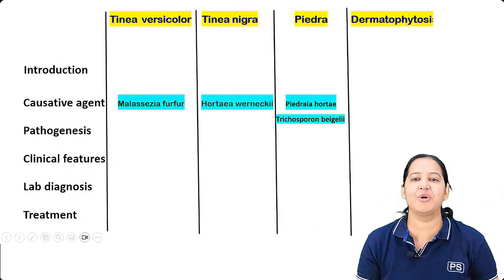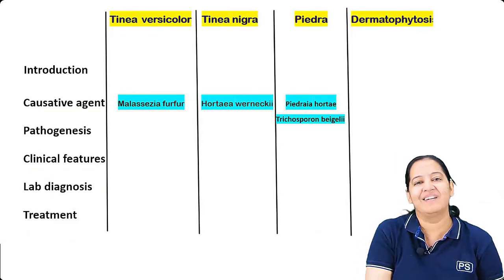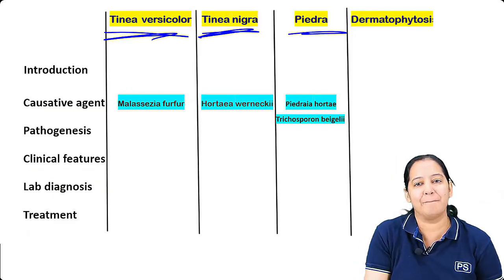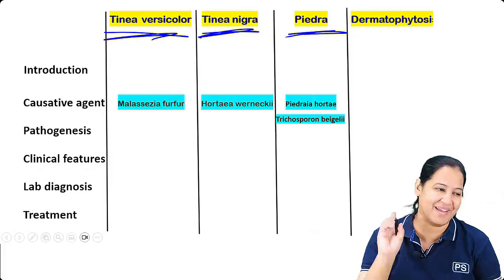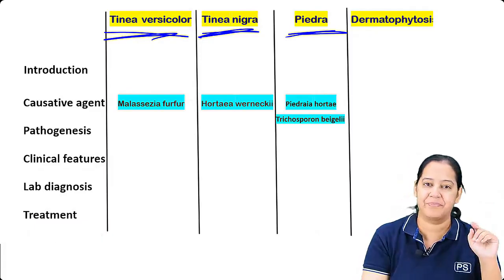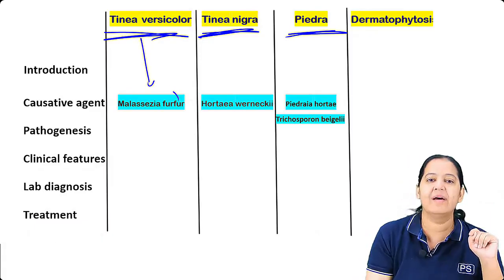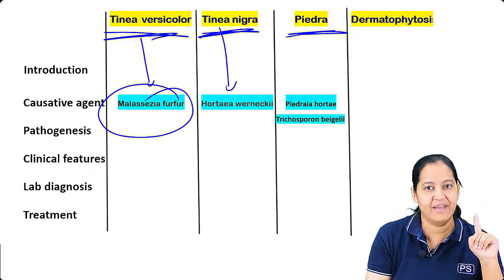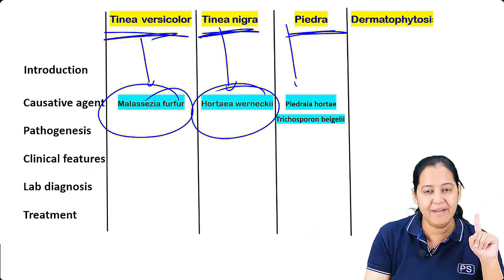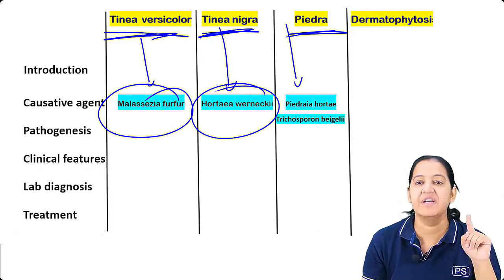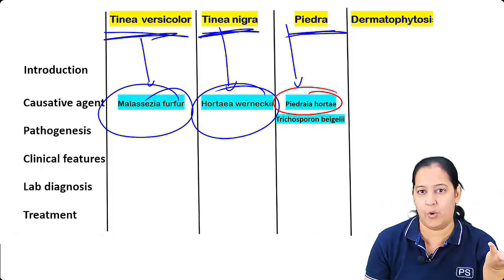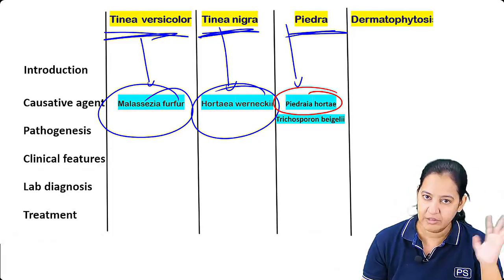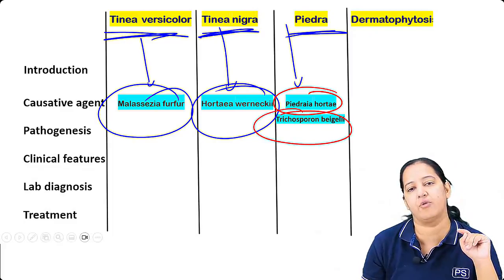So till now I have taught you three fungi: Tinea versicolor, Tinea nigra, piedra. You have your charts with you and you are marking in them. Tell me the causative agents. Versicolor, Malassezia furfur. Nigra, Hortaea werneckii. And piedra has two types, black and white. The black is caused by Piedraia hortae only, and the white is caused by Trichosporon beigelii.